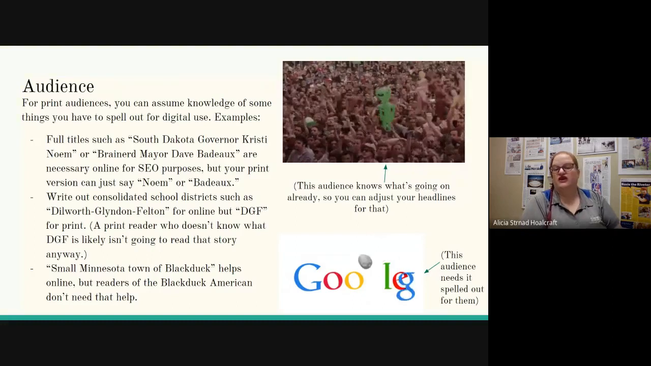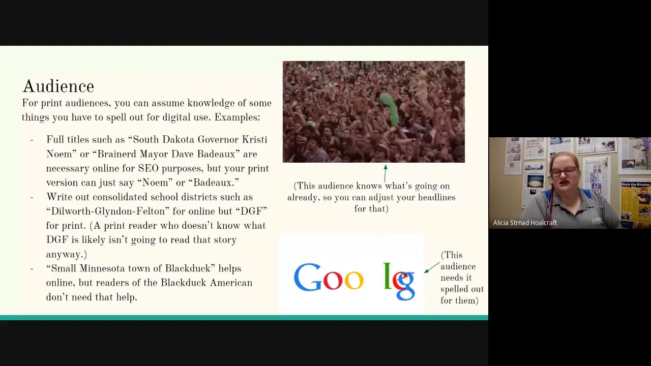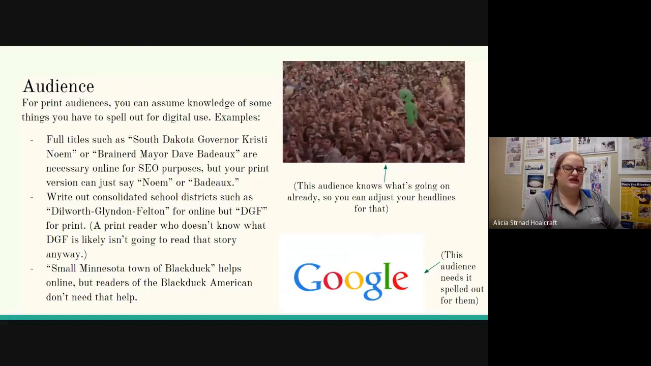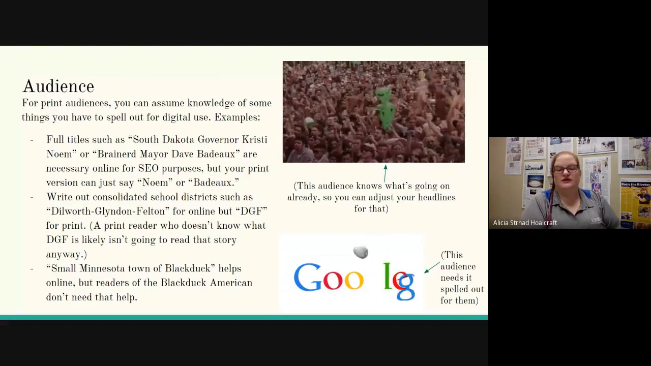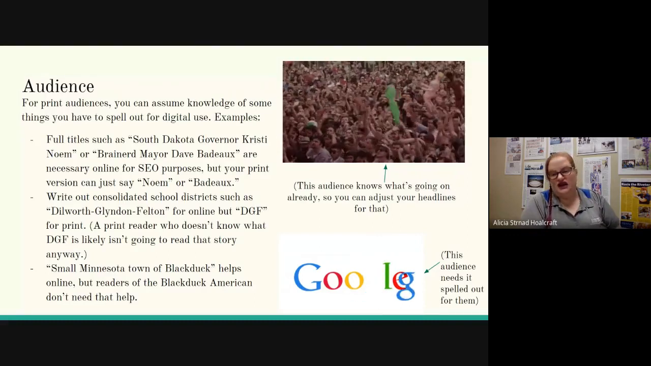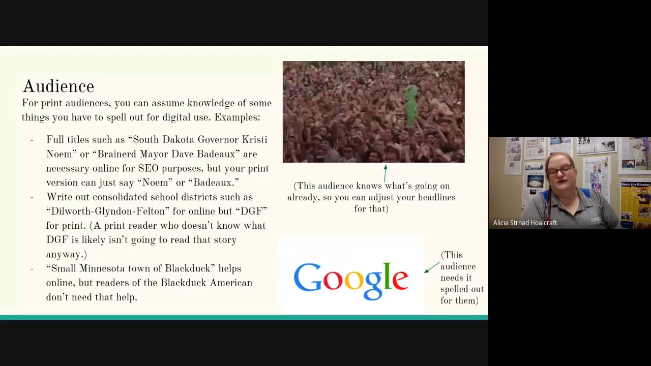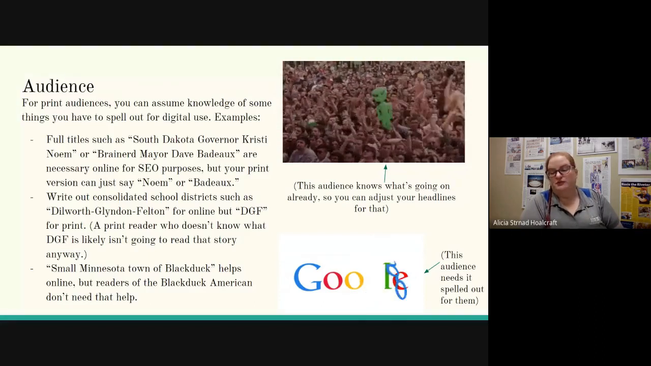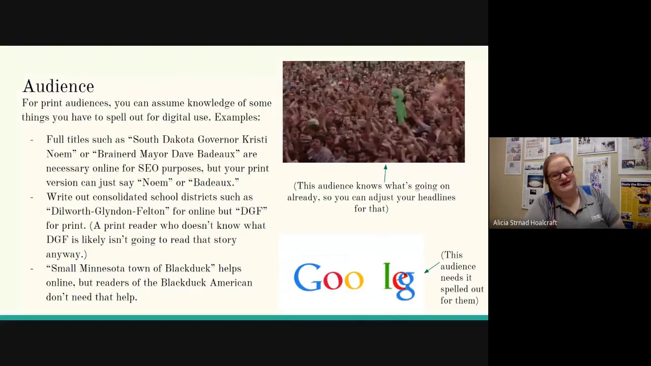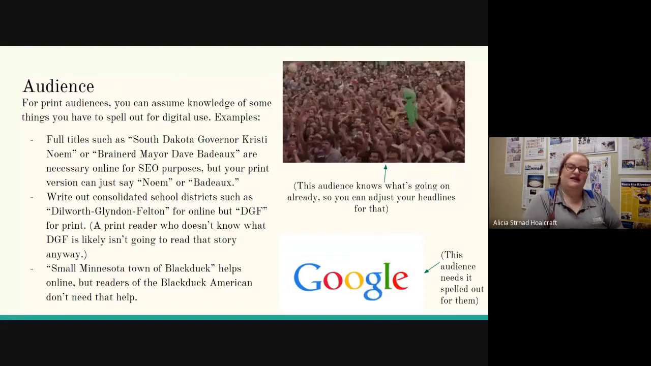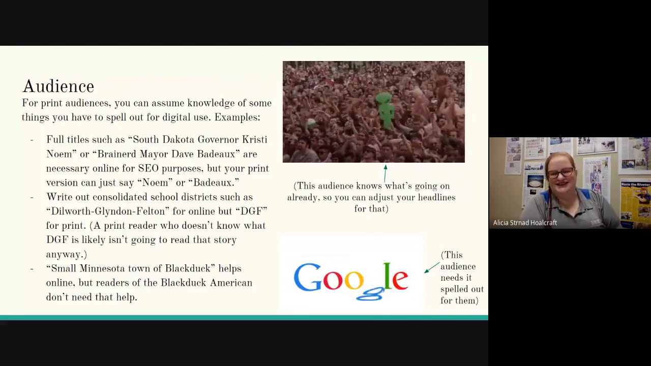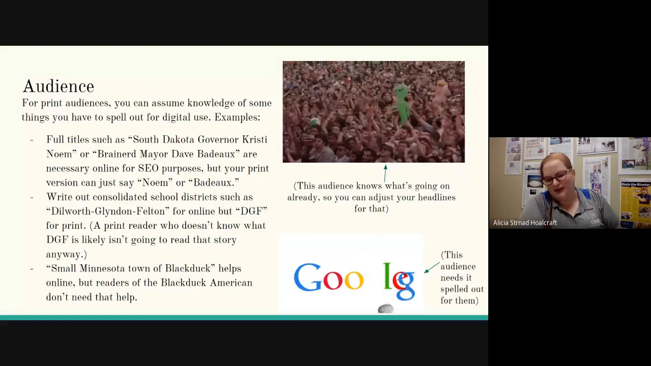Same thing with some of the labels that you're being asked to clarify things in digital. So in digital, you might say small Minnesota town or small Minnesota town of Black Duck, and that's going to help a lot online. But if you are writing a story for the Black Duck American, if you say small Minnesota town of Black Duck in the headline, that's probably going to come across as a little condescending to the readers of that town's paper.